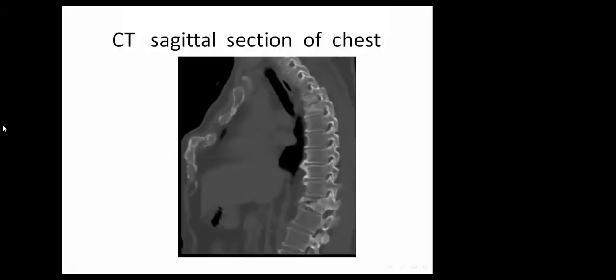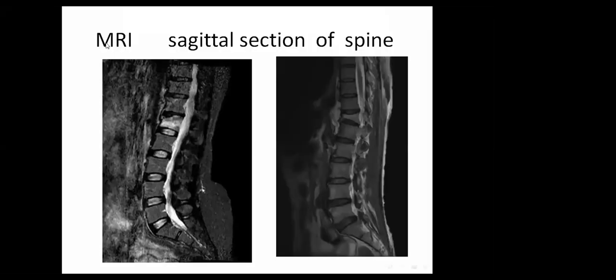CT of the chest, sagittal section, shows the appearance of the fracture, anterior and superior compression. MRI, sagittal section of the lumbar spine, in T2, shows the fracture affecting the superior aspect of the vertebra. The short tau inversion recovery sequence also shows the fracture.